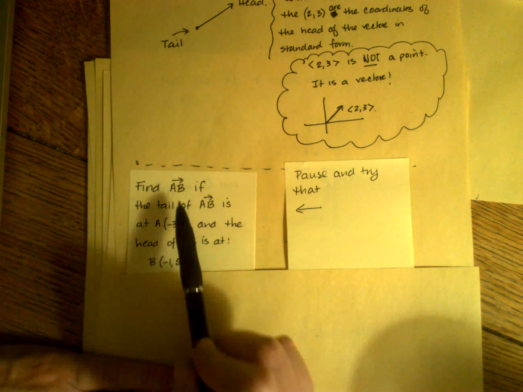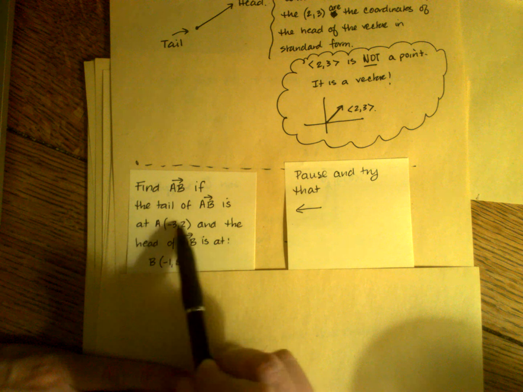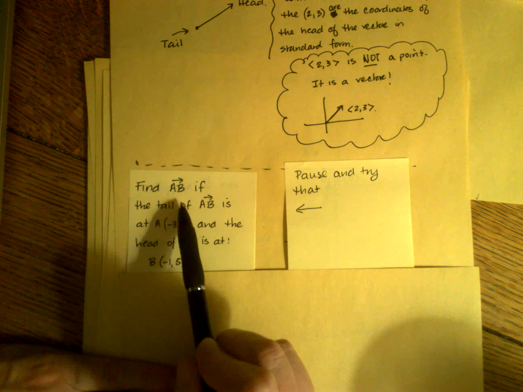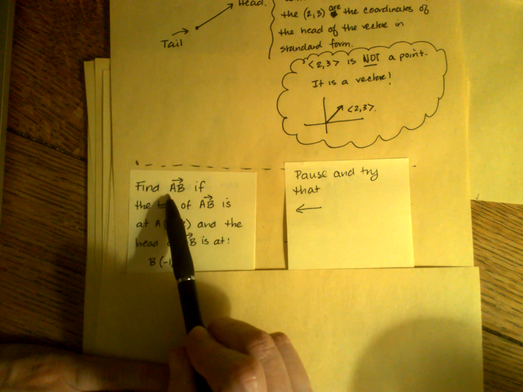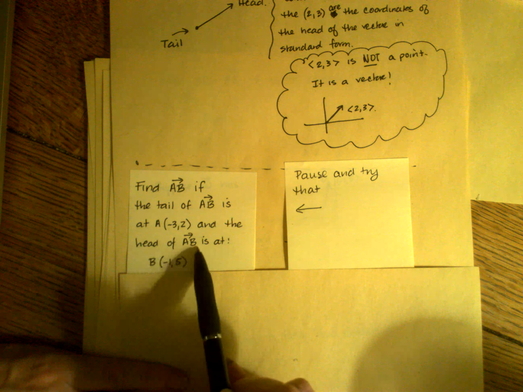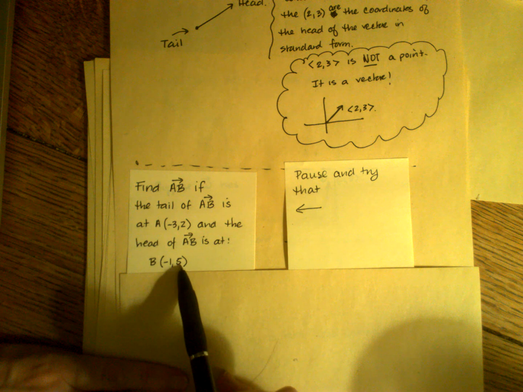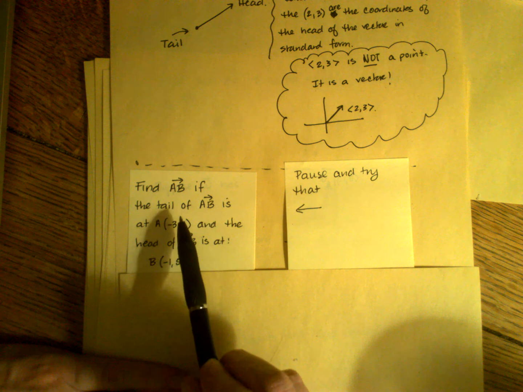Okay, so I want you to try this. I want you to find vector, another way to write it, AB. If the tail of AB is at A, and I wrote A first, that's what that means, the tail is at A, and the head of vector AB is at B, which is at (-1, 5). Draw yourself a picture, pause, and try that. You're trying to find vector AB.